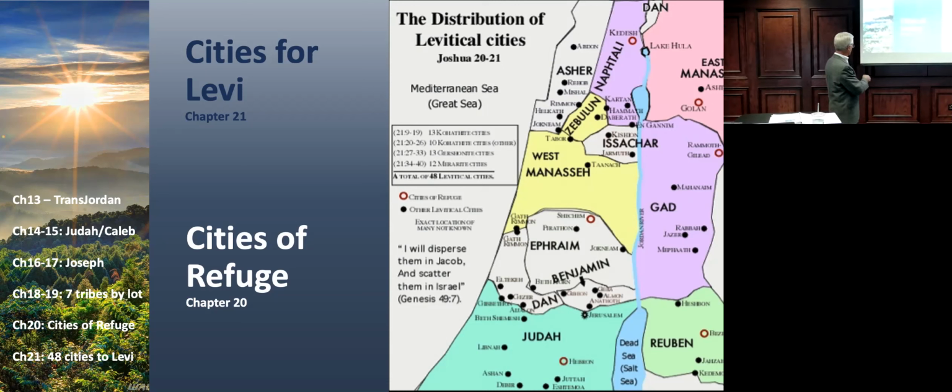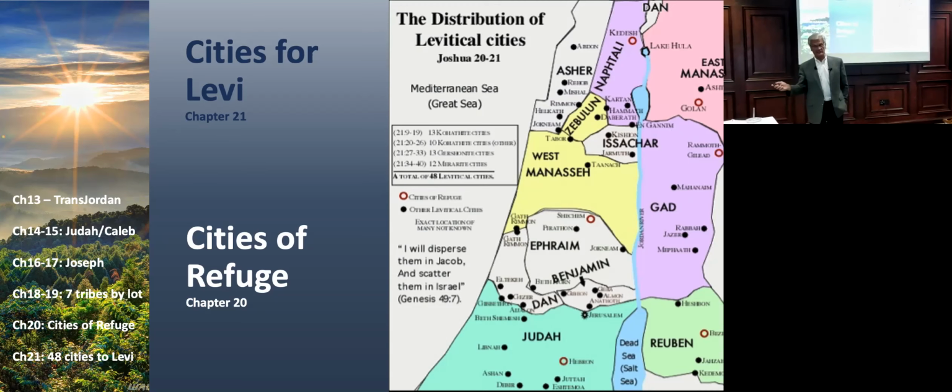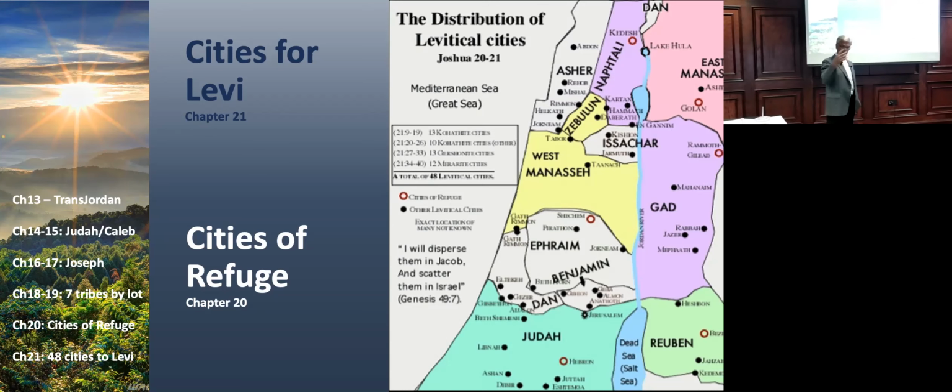And then you had the cities for Levi. Levi was not given any land. And there's two reasons. The Levitical tribe was attached to the tabernacle in the service of God. Their inheritance was the Lord. And the children of Aaron were the priests, and the rest of the children of Levi attended to the priestly functions. And so you had Levites that get no land, but they got the proceeds of the gifts to the tabernacle or to the temple later on.